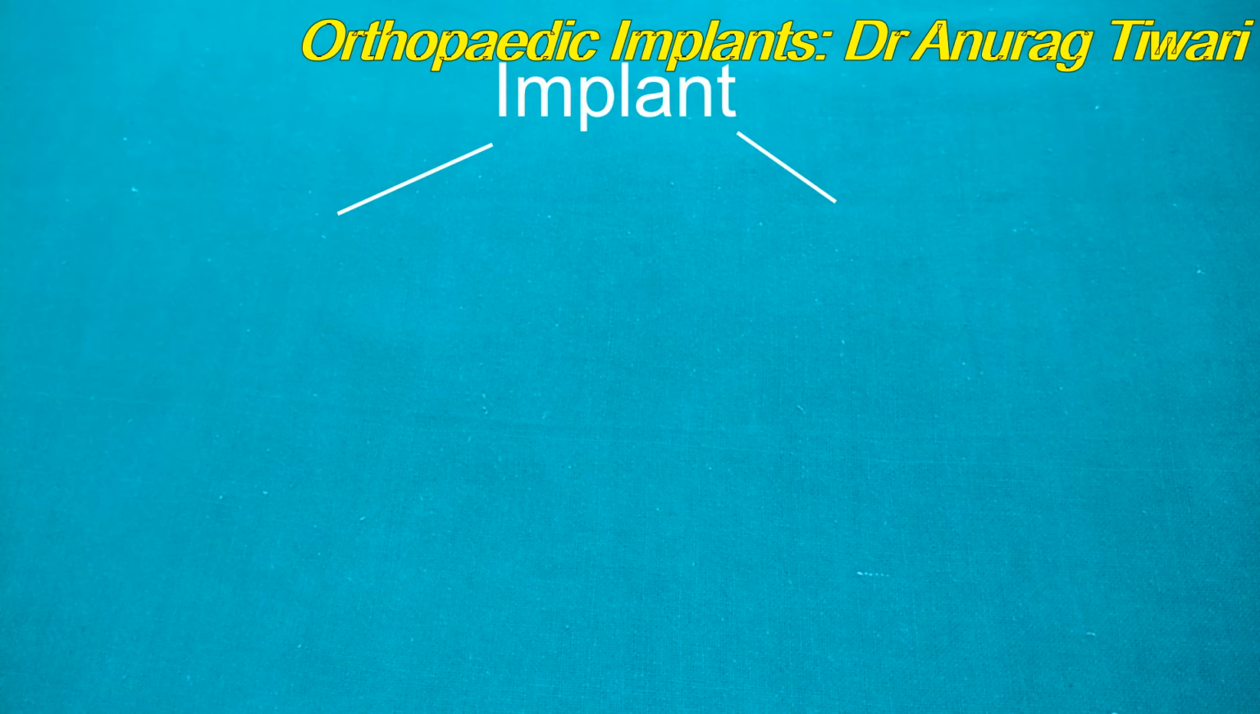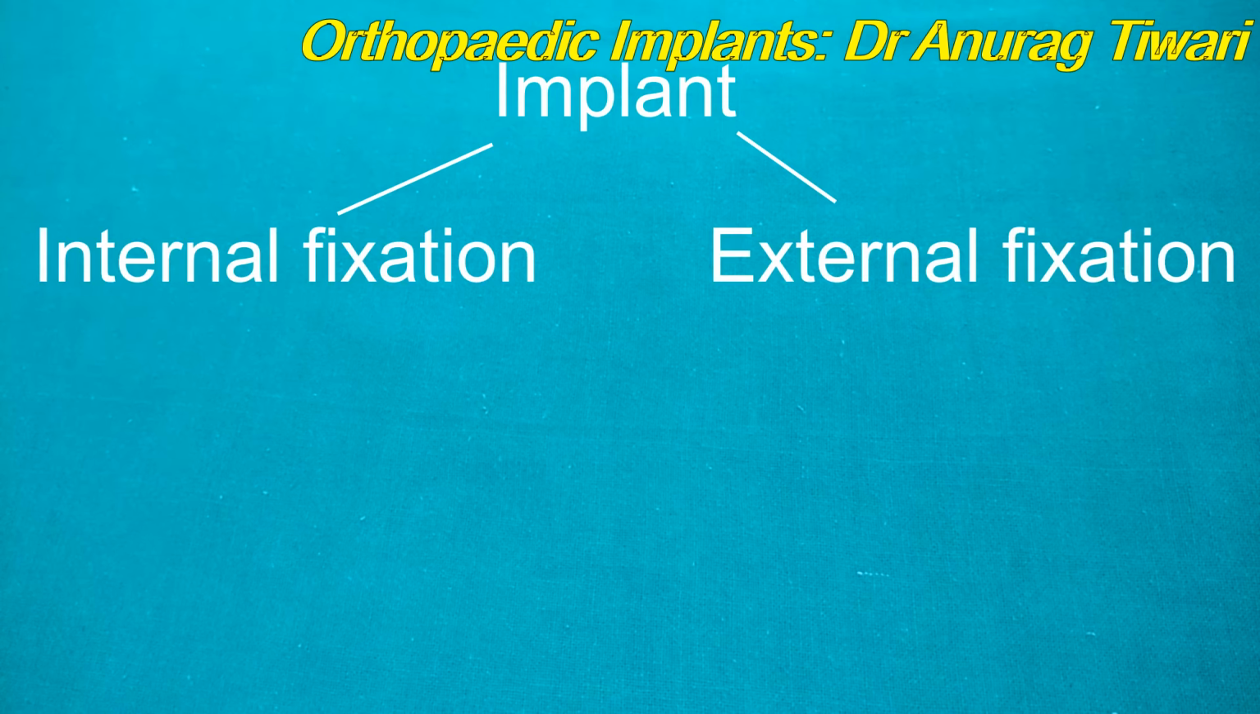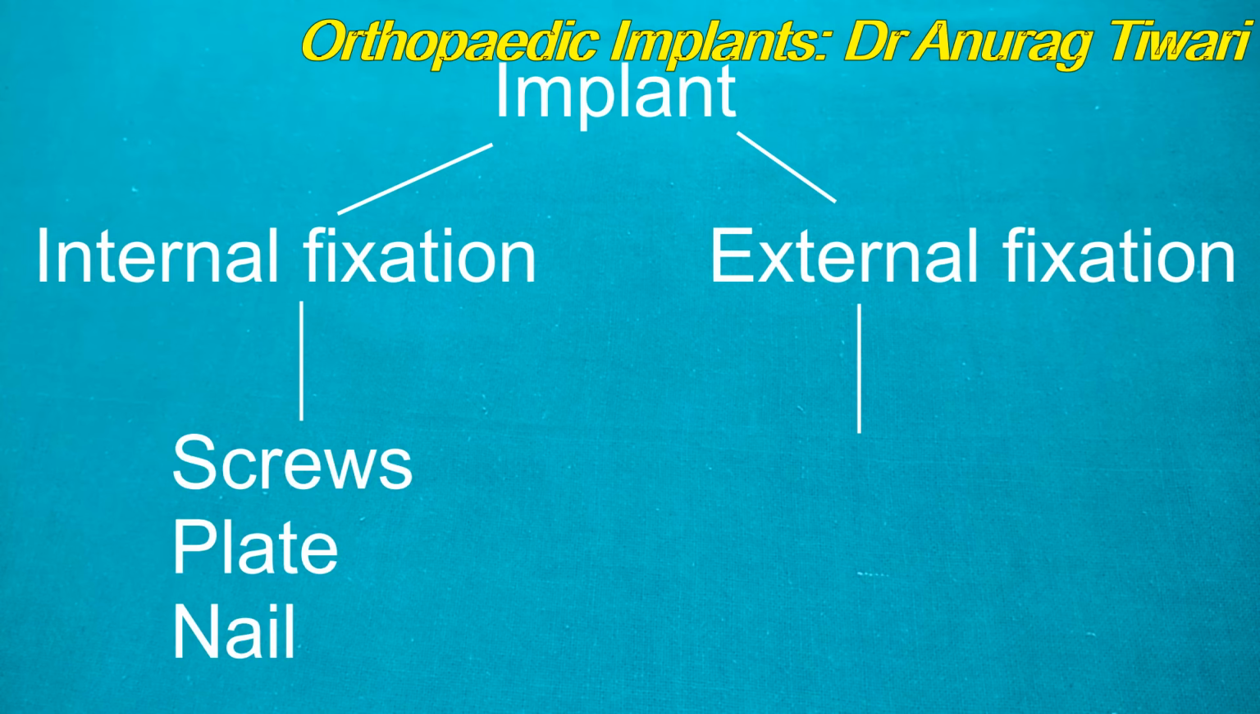So before starting on the implant, I just want to show you that there are two basic types of fixation which are used in orthopedics when we fix the bone. One is the internal fixation and the other is the external fixation. So we will be talking about the internal fixation part. The internal fixation mainly consists of plates and screws and the nailing system.